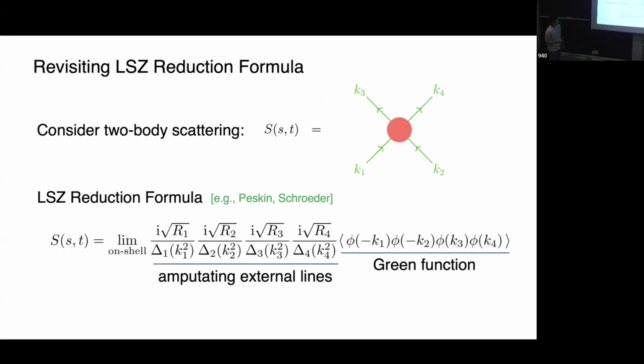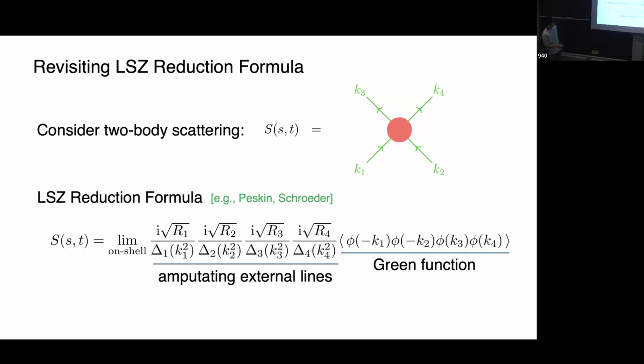But here we'll revisit the LSZ reduction formula. Again, we consider the two-body scattering denoted like this, where we don't specify the dimensionalities. This H matrix generally depends on Mandelstam variables S and T. And so the LSZ reduction formula for this two-body scattering can be written like this.